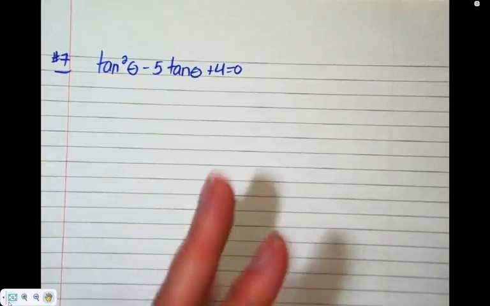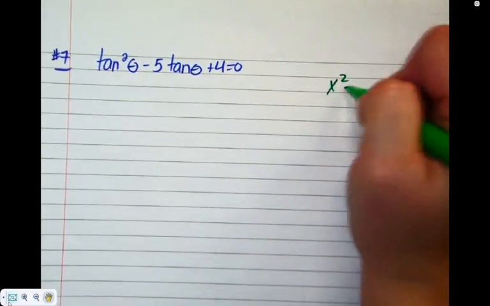Tan squared theta minus 5 tan theta plus 4 equals 0. The little squared tells you it's quadratic. Quadratic means we probably have to factor. I like to factor with x.